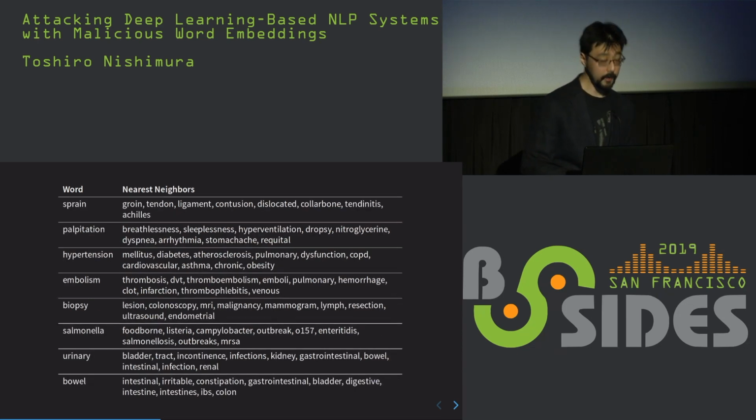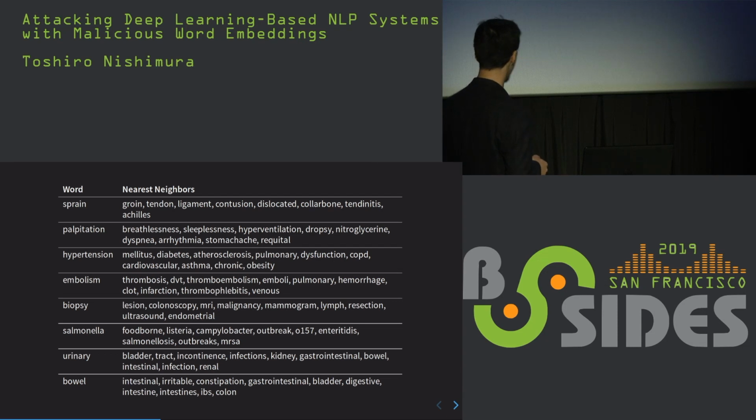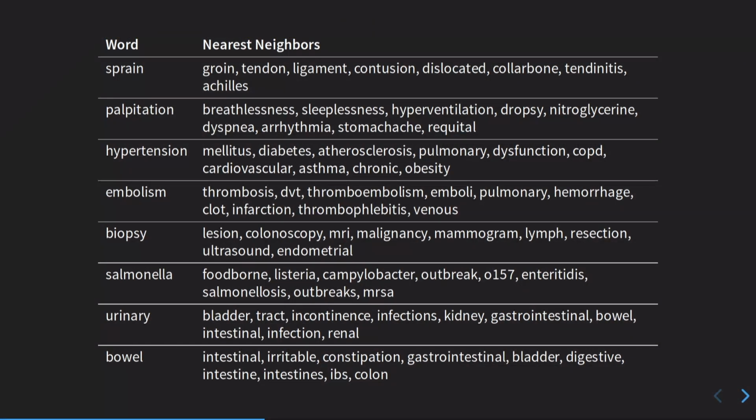Okay. And here's the same thing I did for medical terminology. I don't have too much to say about this, except that it seems to make sense. Sprains do happen to groins and tendons. Biopsies might be performed on lesions, and salmonella indeed is foodborne.